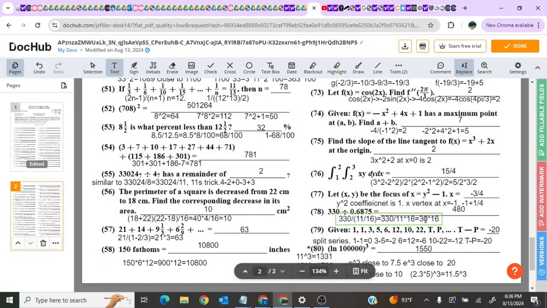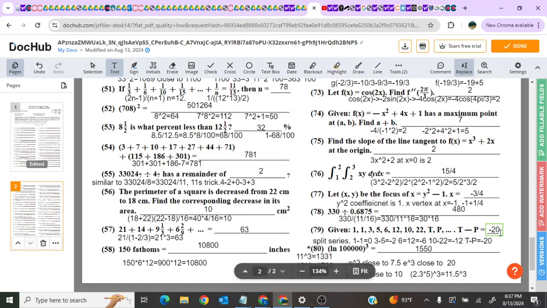Okay, given 1, 1, 3, 5, 6, 12, 10, 22, t minus p is what? Well, this 1 and 1 indicates that this is a split series again. So 1, and these are based on triangular numbers, plus 2, plus 3, plus 4, and pentagonal numbers, plus 4, plus 7, plus 10. So what that means is that you can subtract them, and there'll be an easy to see pattern for that. 1 minus 1 is 0, 3 minus 5 is negative 2, 6 minus 12 is negative 6, 10 minus 22 is negative 12. You're subtracting 2, subtracting 4, subtracting 6, subtracting 8, and you get a value of negative 20.